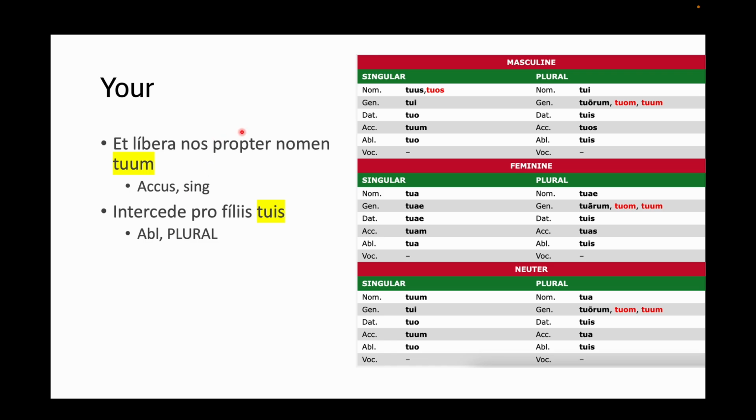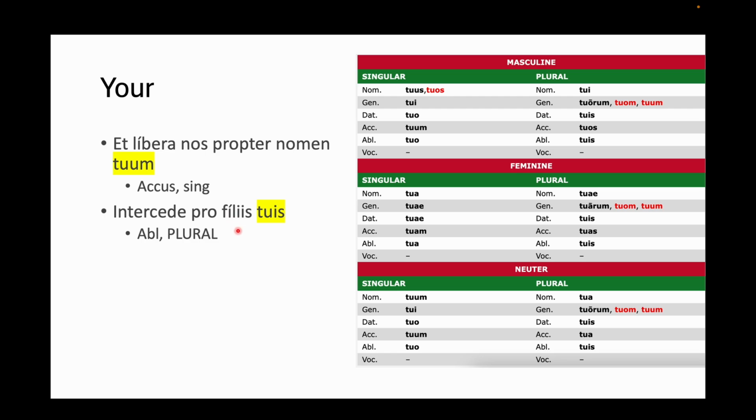Okay, what about the second person, your? Here's the chart, and again, we'll see many examples in the Preces. Couple of examples here. Et libera nos propter nomen tuum. Okay, so propter nomen, liberate us by way of your name. So nomen, name, is in the accusative, and so tuum is going to be in the accusative singular as well, and matches up with nomen, which is accusative singular.